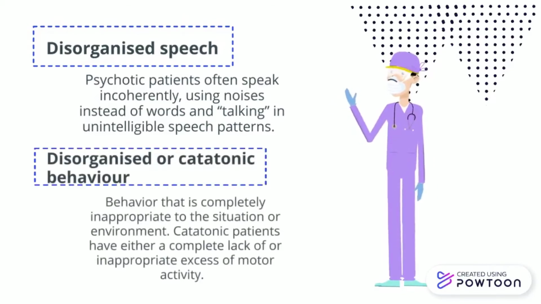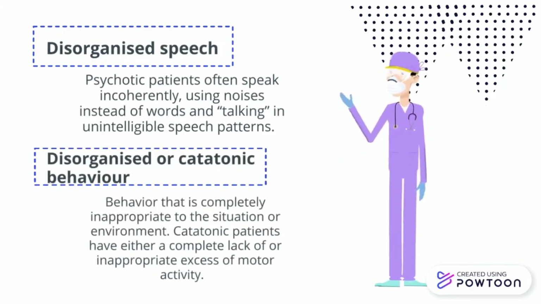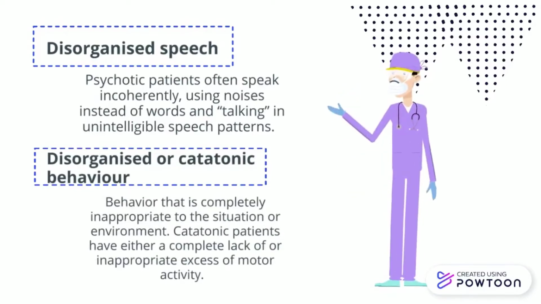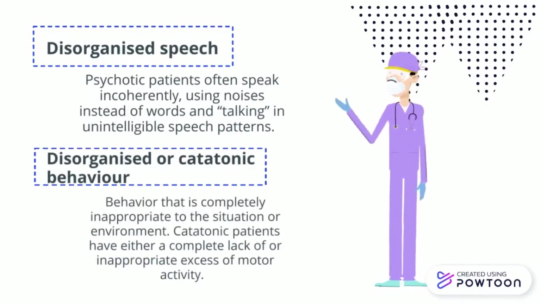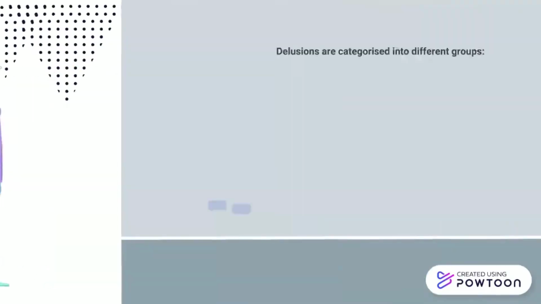Next is catatonic behavior. Behavior that is completely inappropriate to the situation or environment. Catatonic patients have either a complete lack of or inappropriate excess of motor activity. It is exaggerated movements or loss of normal movements leading to muscle rigidity. The causes of catatonia are acute psychosis, brain trauma, neuroleptic malignant syndrome, non-convulsive status epilepticus, and vegetative state.